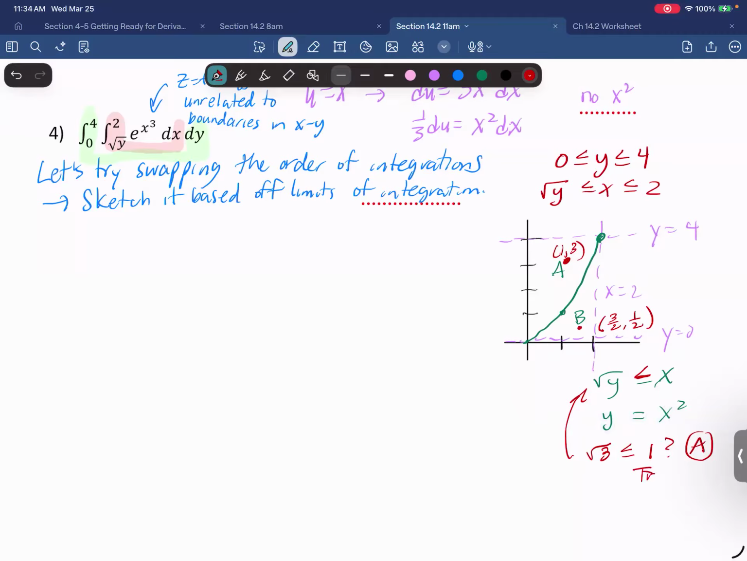No. False. So it's not in A, which means it's in B, but if you want to confirm it's in B, is square root of 1 half less than or equal to 3 halves? This is 1.5. This is root 2 over 2, which is like 0.7. So yes, that is true. 0.7 is less than 1.5. So we're in region B.